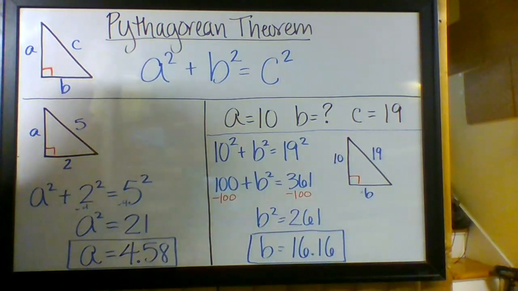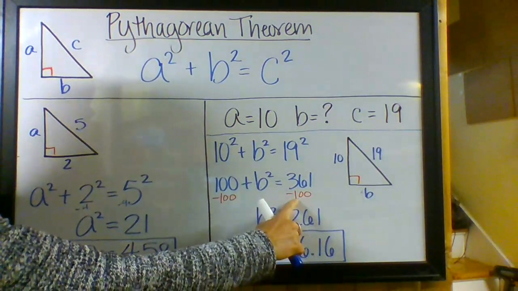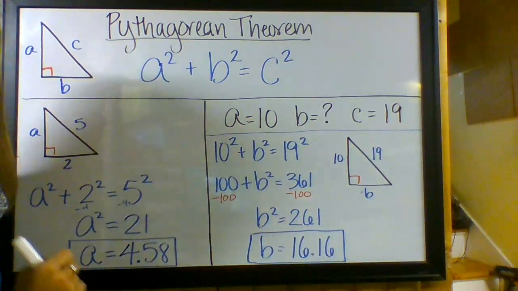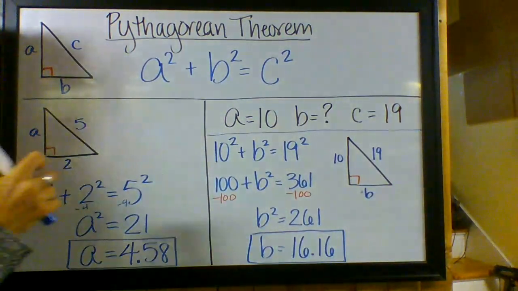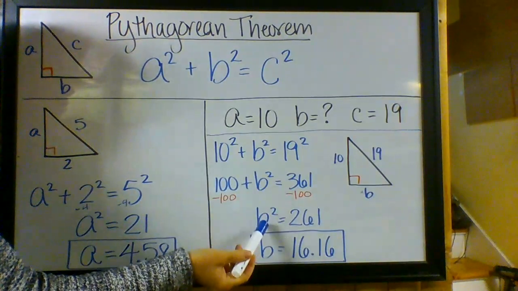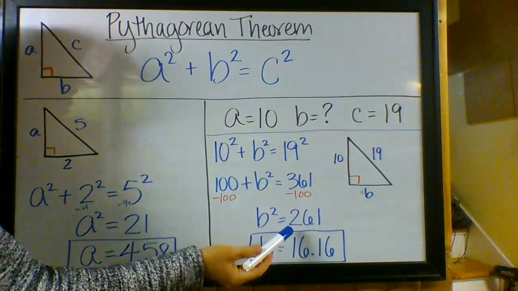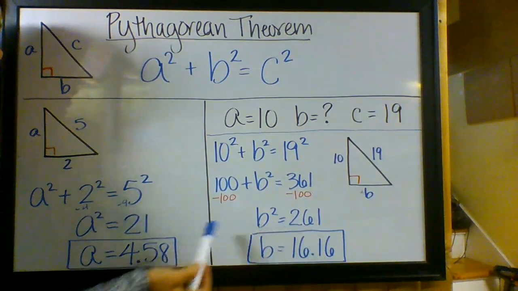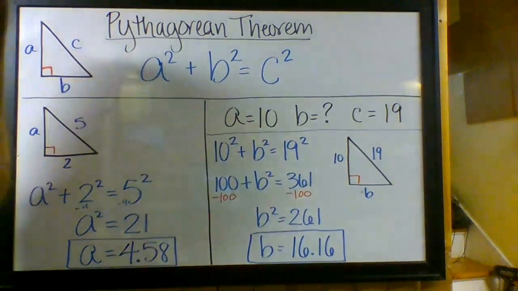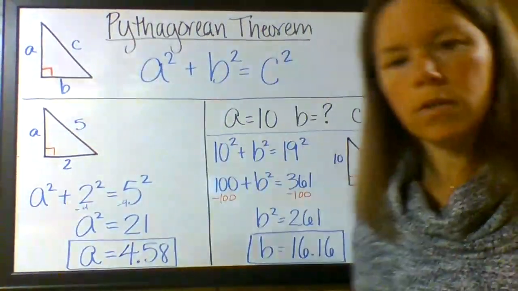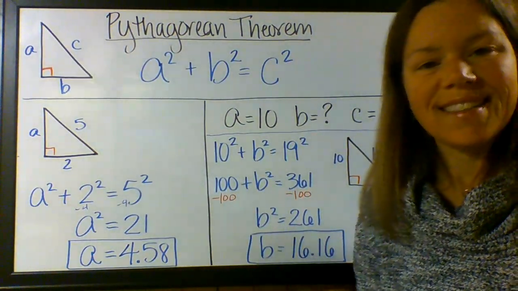I showed you my process for solving this equation: minus 100 from the left, minus 100 from the right. Remember, we add, subtract, multiply, and divide the same number on both sides. So b squared equals 261, and again, I put that into my calculator. The square root of 261 equals b, and I got 16.6, which makes sense because 16 squared is 256, which is pretty close to 261, so it's a little bit more than 16.